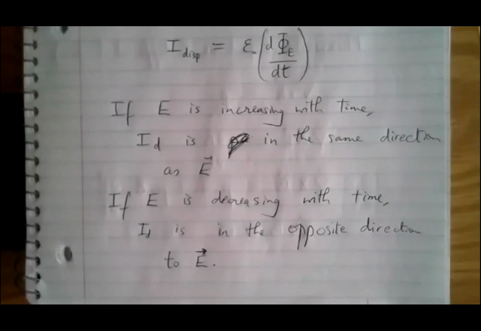So you can consider the displacement current as an induced current from the E field. We don't usually call it an induced current, but you can treat it as a current, and it produces a B field just like a normal current would. Okay.